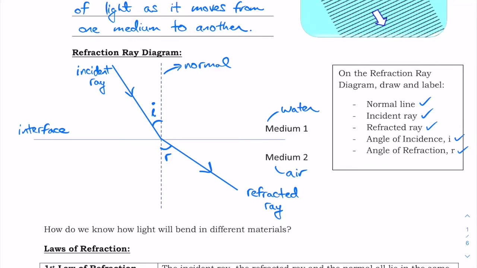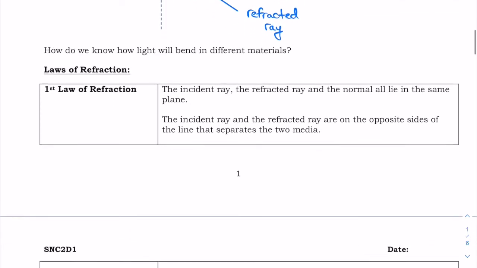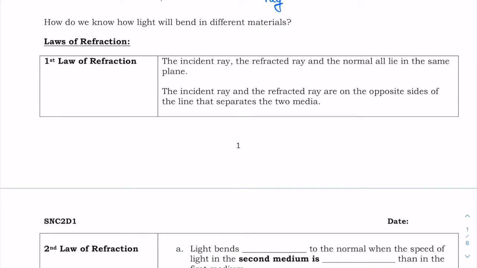Let's discuss some laws of refraction now. The first law of refraction is as follows. The incident ray, the refracted ray, and the normal all lie in the same plane. We used this terminology in a previous lesson. It just means that they would all, for example, lie on a sheet of paper. That's what we mean.